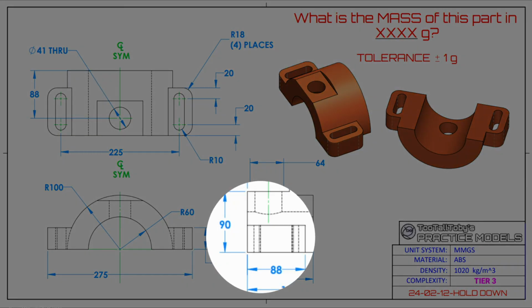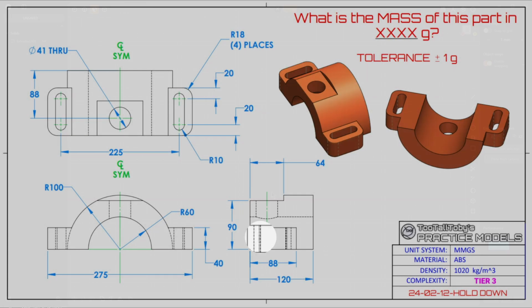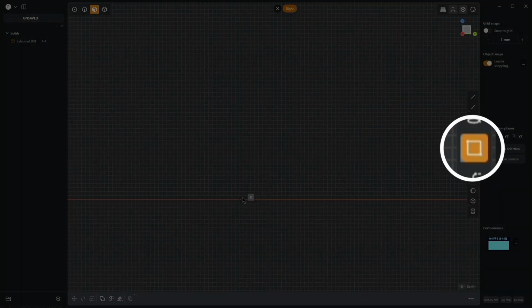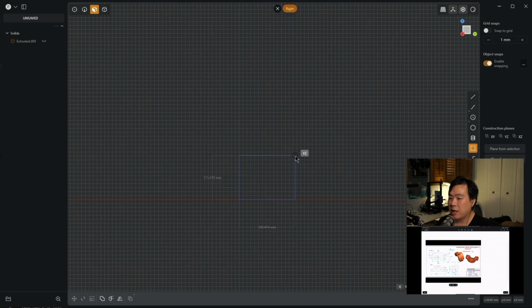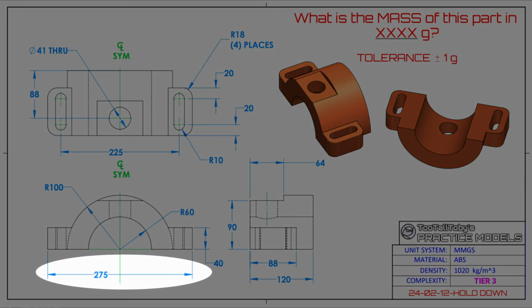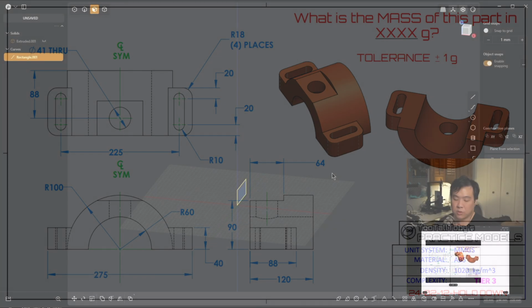And here we're going to draw out that profile for that tab. So using the rectangle tool starting at the origin, we're going to drag upwards and to the right. We're going to enter in the width of 88 and the height of 40, and then press enter twice to confirm. Now we're given that from end to end, these tabs have a distance of 275.